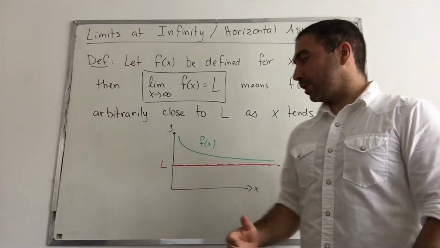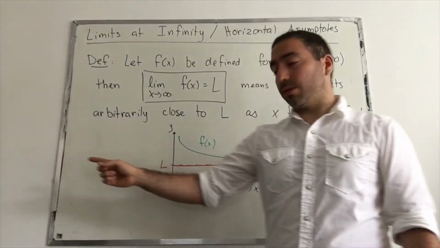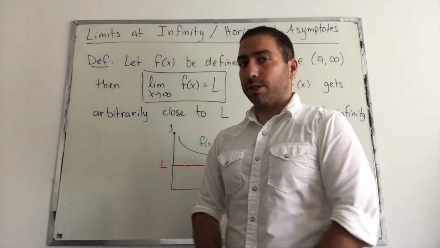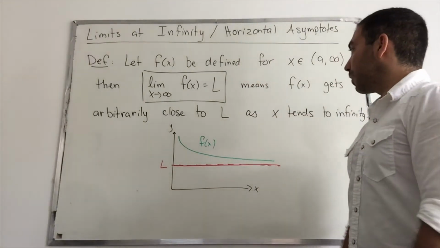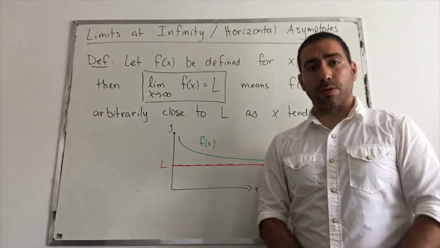Same situation holds true for x's getting large in the negative direction. So if we go towards the left, our function could approach some limit L. Okay. So let's take a look at a couple of examples and see how this works.